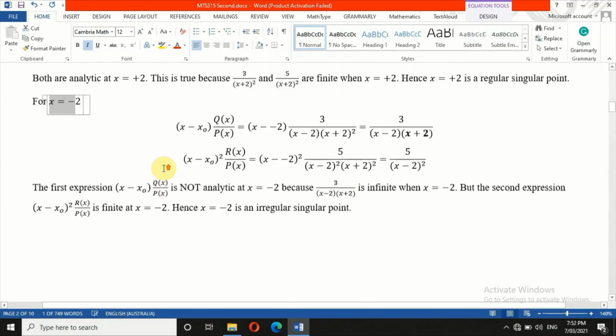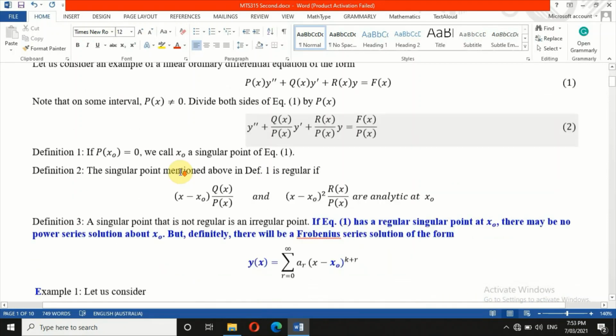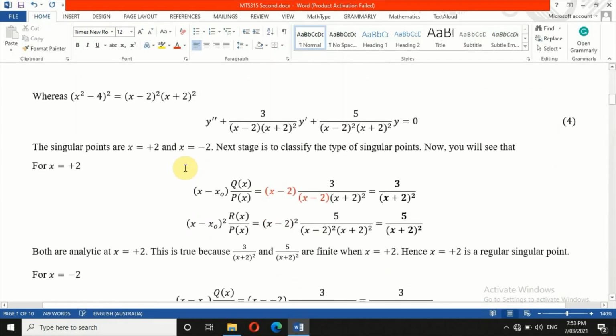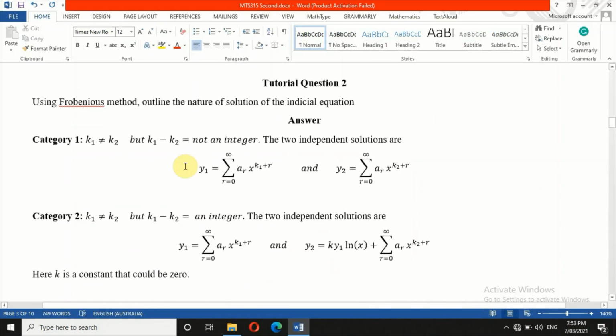So that is the end of this tutorial question. Now let me read again. The tutorial question says that using at least one linear ordinary differential equation, explain what to understand by singular point, regular singular point, and irregular singular point. So that is the end of our tutorial question 1. So let's go to tutorial question 2. Look at tutorial question 2.